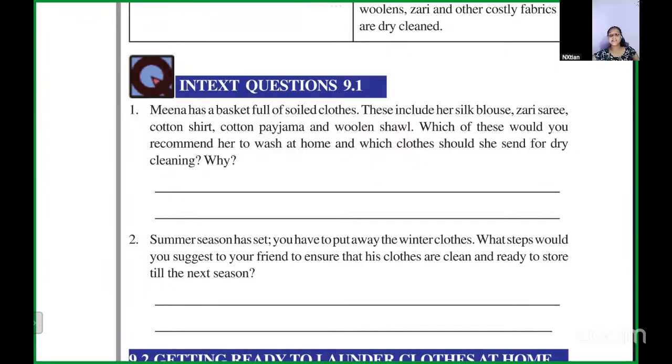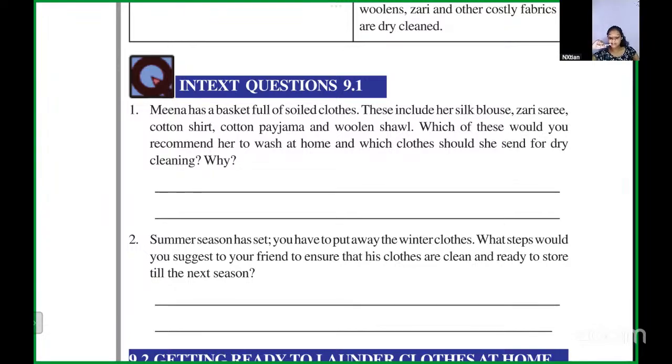If it is mixed fabric, a blend of some woolen and some synthetic, then maybe you can wash it at home. But if it is purely wool, purely silk, then it has to be dry cleaned.